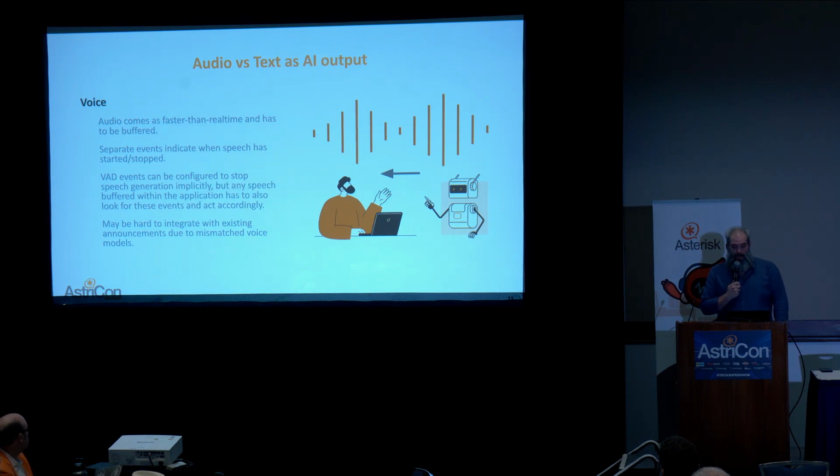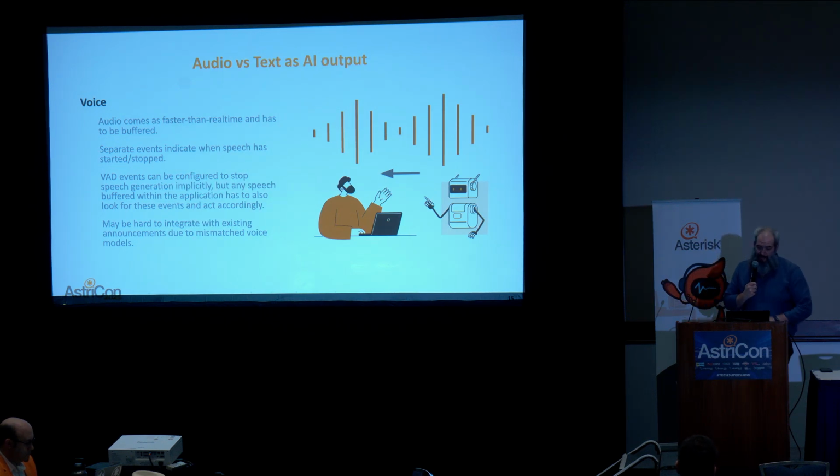So let's talk about, on the output side, voice. Audio comes out faster than real-time, as you mentioned, so you've got to buffer it. Separate events indicate when it started and stopped. The VAD events, you can specify to OpenAI to explicitly stop playing back audio when it determines voice, but if it's already sent you a buffer of audio, it can't unsend you the buffered audio, right? So you as well have to know this person has started talking, so you need to take action as well.